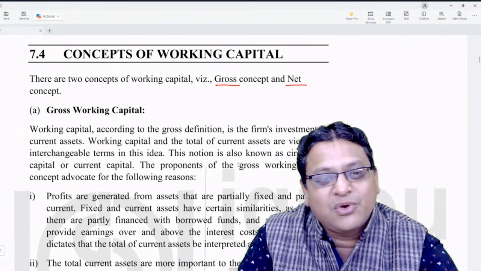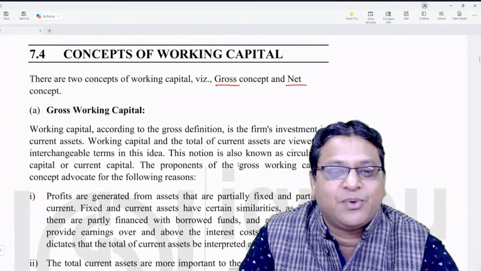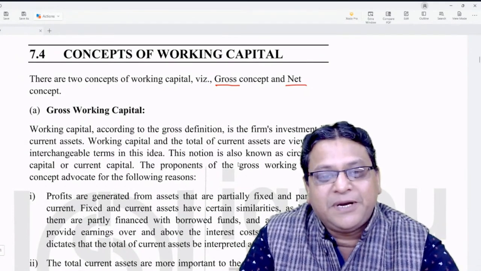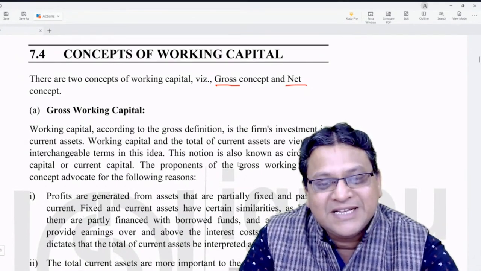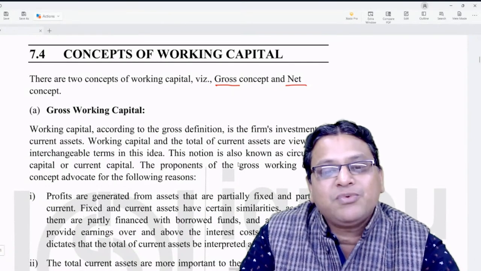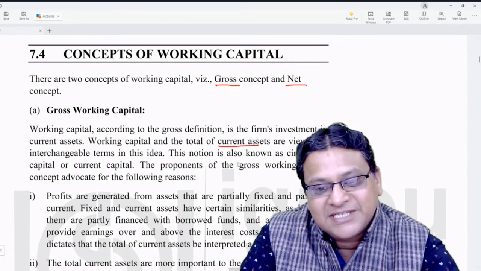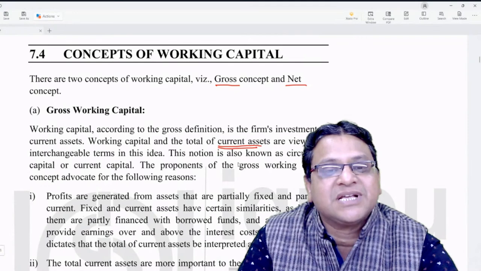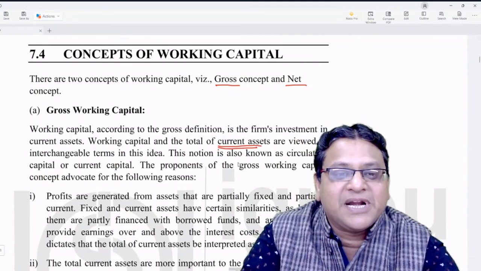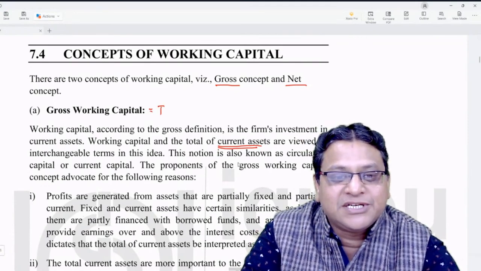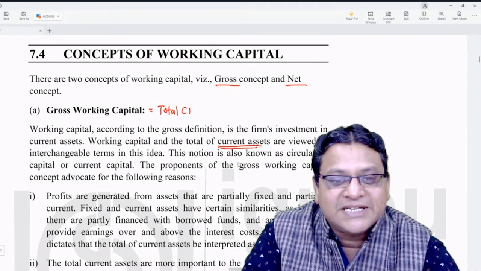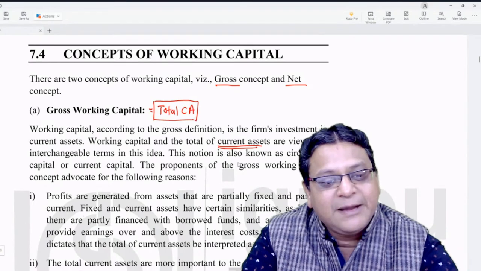We'll discuss what is gross working capital and what is net working capital. Gross working capital is the total of current assets of the business. The amount of money required to finance the total current assets of the business is known as gross working capital. Hence, gross working capital is equal to total of current assets.